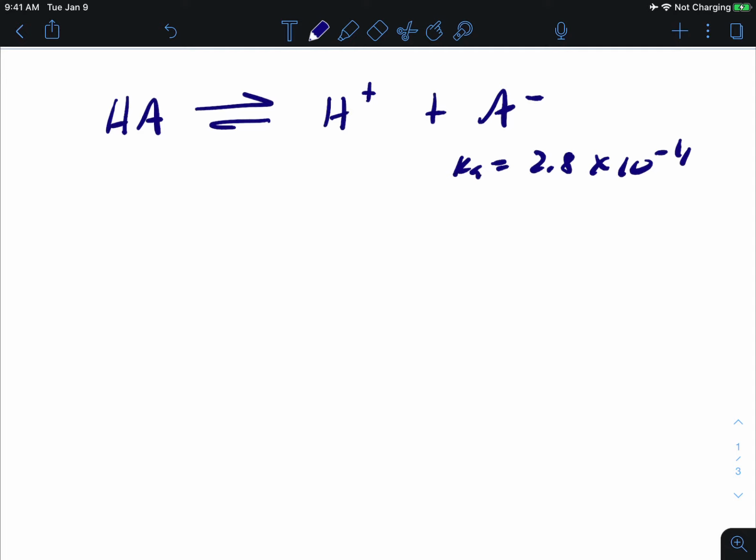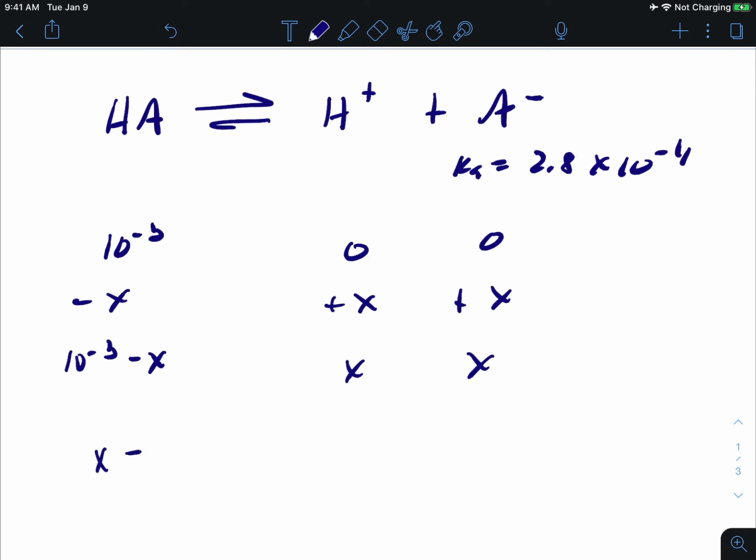Now your initial concentration, whatever it is, let's just say it's 10 to the minus 3. This would be 0. This would be 0. This would be minus x, plus x, plus x. 10 to the minus 3 minus x, x, and x. You wind up with x is equal to, now remember the shorthand notation, because the equilibrium expression winds up being x squared over 10 to the minus 3 minus x, right?